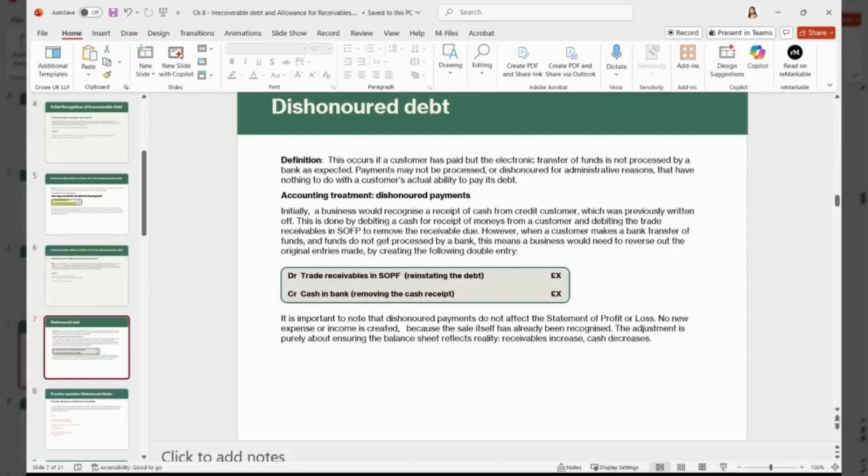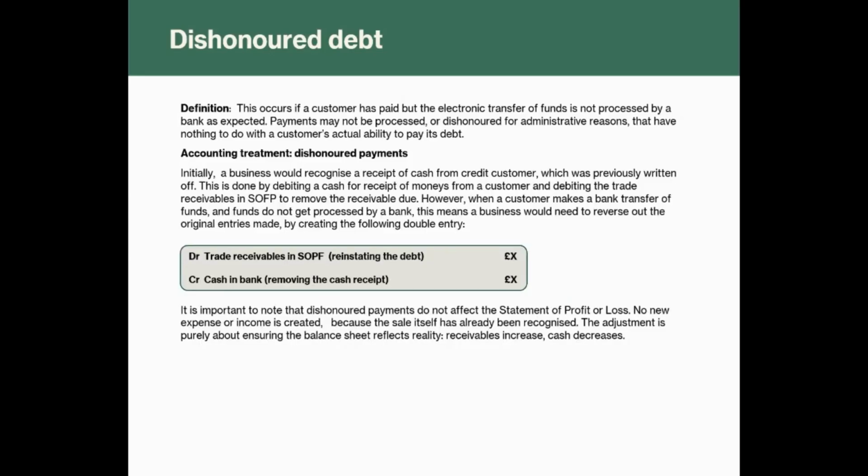This isn't one of the most frequently tested areas, but it does appear occasionally, so it's worth being prepared for it. A dishonored payment happens when a customer has made a payment, but the electronic transfer of funds is not processed by the bank as expected. This is usually due to an administrative issue at the bank. It's not about the customer refusing to pay or being unable to pay. The cash simply never arrives.